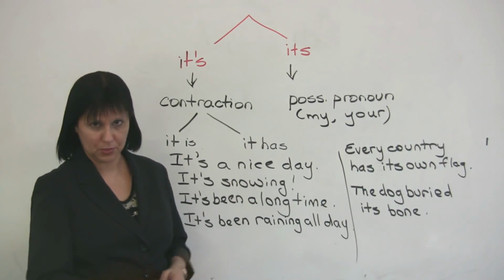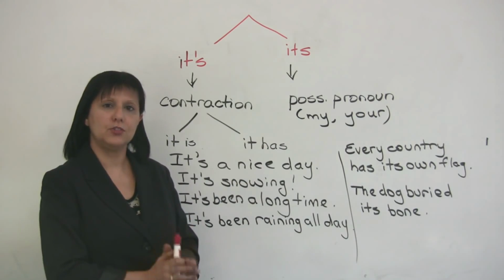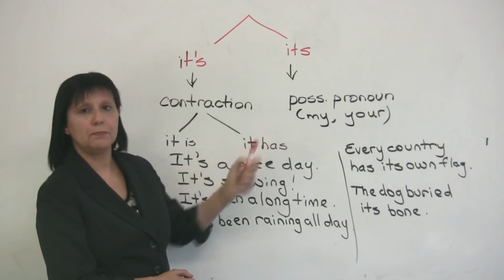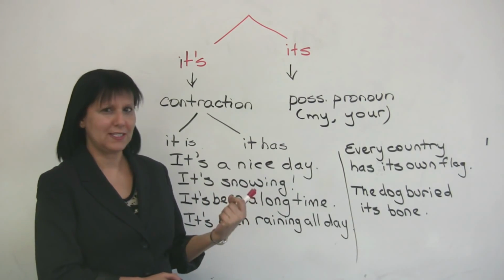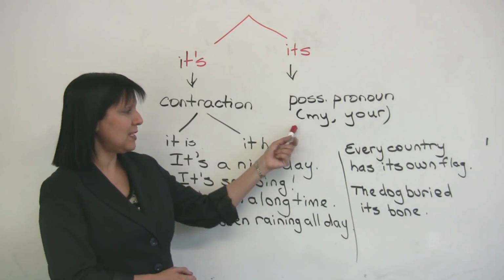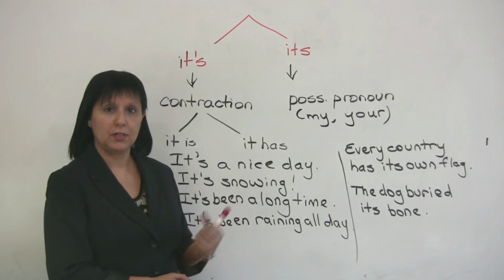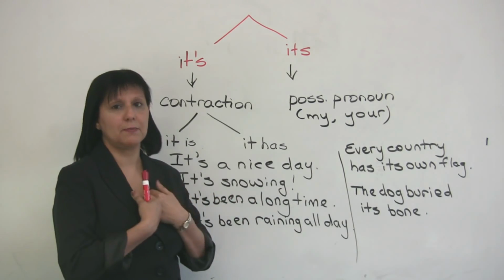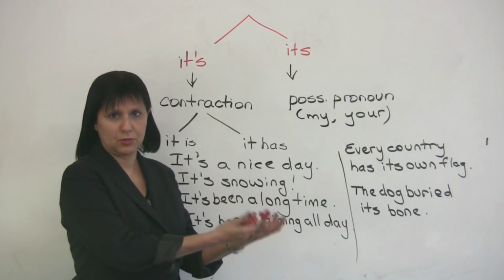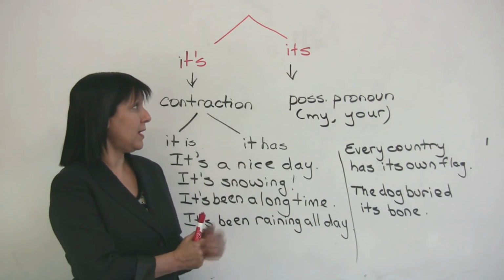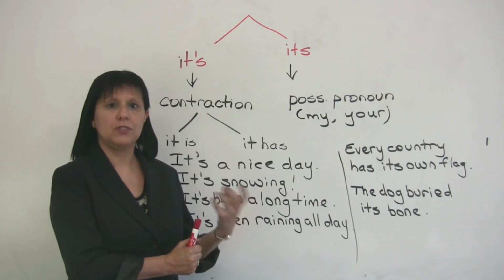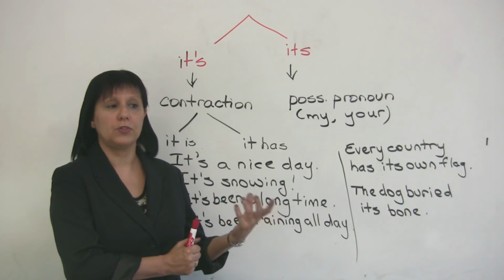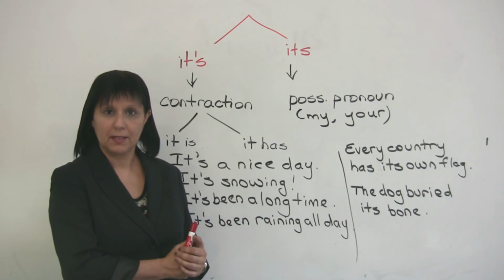Its without the apostrophe. So the only situation in which you're going to use that is when it's a possessive pronoun. Now, what does that mean? Well, it's just like when we say my book, your book, right? That's a possessive pronoun to show that something belongs to me or something belongs to you. In the same way, we use its to describe something that belongs to something or to an animal, right?